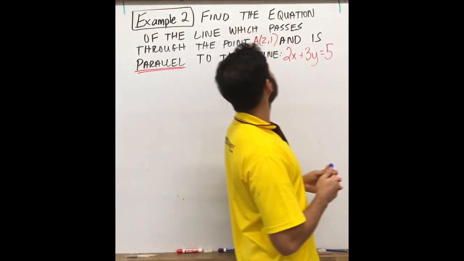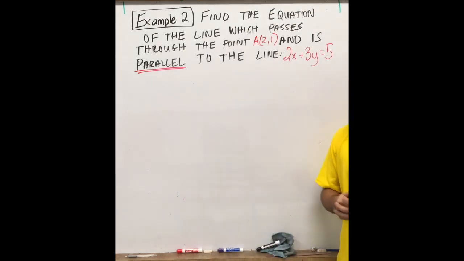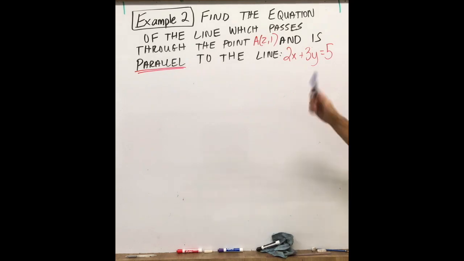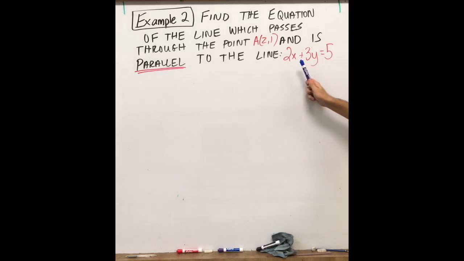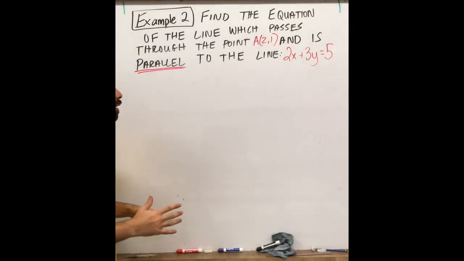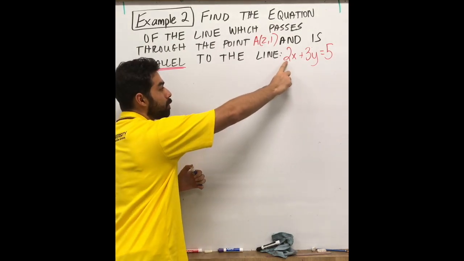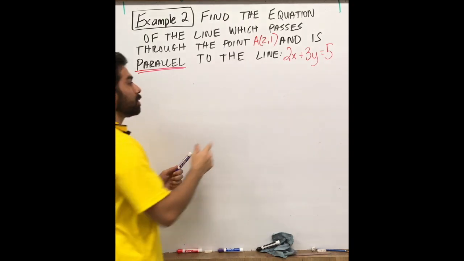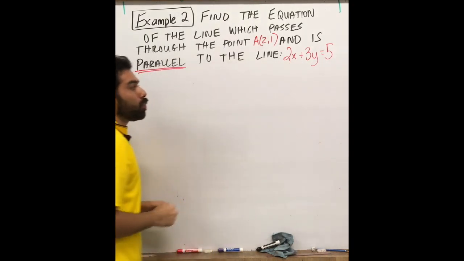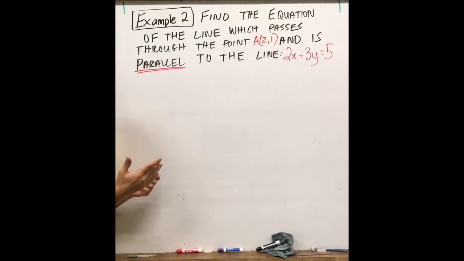All right, so for example 2, we have the following. Find the equation of the line which passes through the point A, which is (2, 1), and is parallel to the line 2x plus 3y is equal to 5. Again, the first thing you want to look for is, if it's parallel, we need to find the slope of this line. Some of you might say, well, it's 2, since 2 is right in front of the x. Well, it's not quite that easy. Again, you have to look at whether it is in y equals mx plus b form. In this case, it is not.